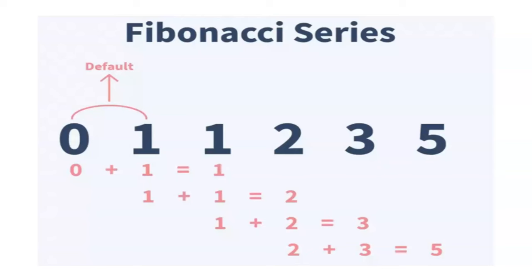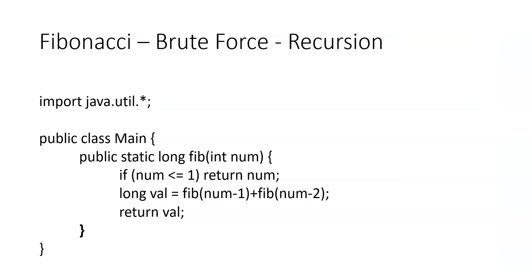So for the nth term, it is the sum of the previous two terms. For example, here the third term is 1 and it is the sum of 0 and 1. Fourth term is the sum of second and third. Fifth term is the sum of third and fourth. Sixth is fourth and fifth. That's how the Fibonacci series works. So let's get into it.